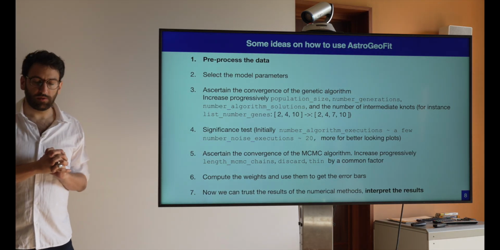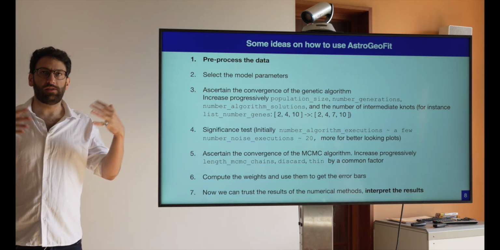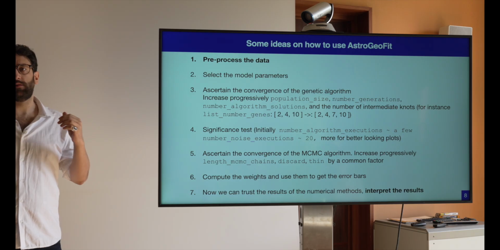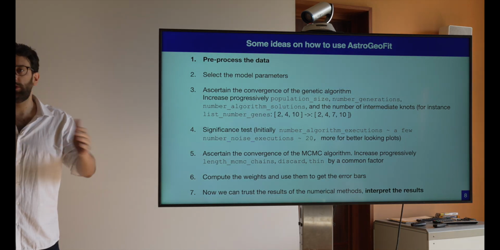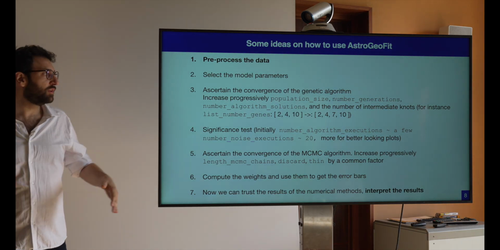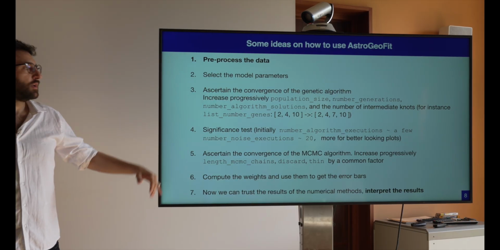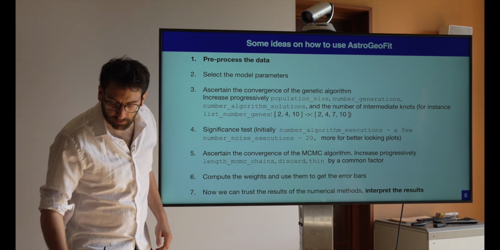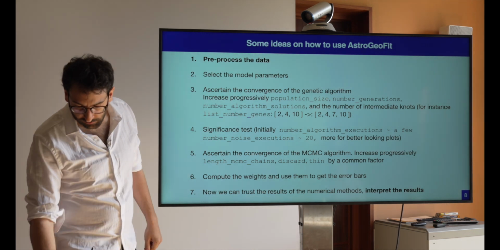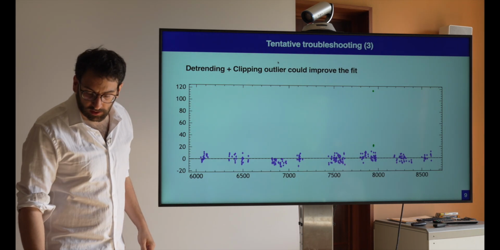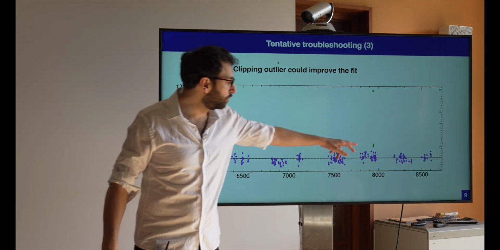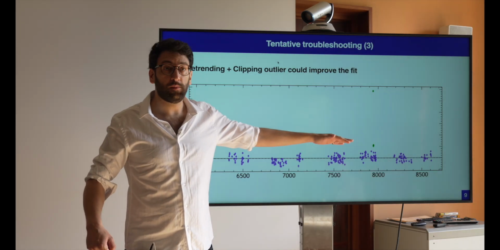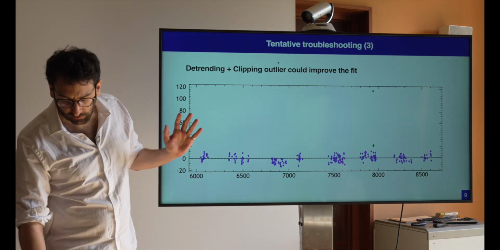So now let's move on to how this translates to a workflow with AstroGeoFit. Eugene already gave you some ideas. You don't have to do these steps in this exact order, but hopefully there will be some ideas that you can use in your practice of AstroGeoFit. First, pre-process the data. We've already said that you might want to clip outliers. And also, you might want to detrend the data, because at the moment there is no trend in the AstroGeoFit model. I've said it already.